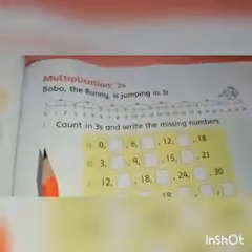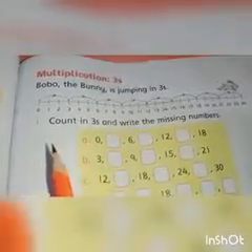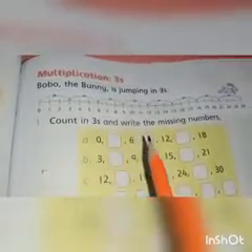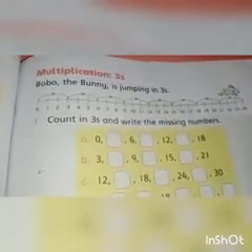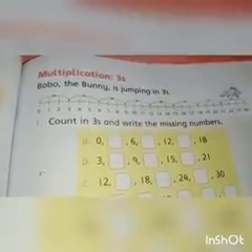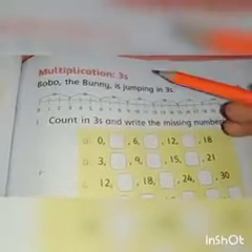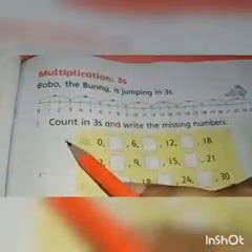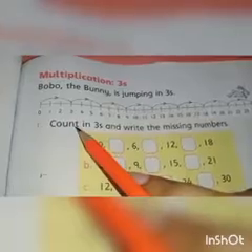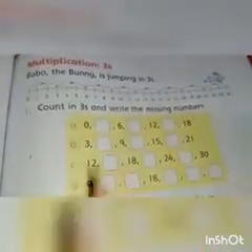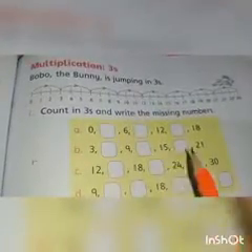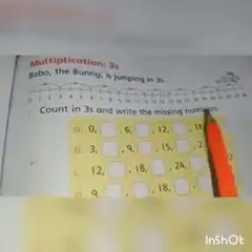We have question number 1 and the question is count in threes and write the missing numbers. Here we are going to do counting in threes. To do counting in threes, we will skip the two numbers and jump for the third one. Students, here we have a number line. To solve these missing numbers, we will use this number line.